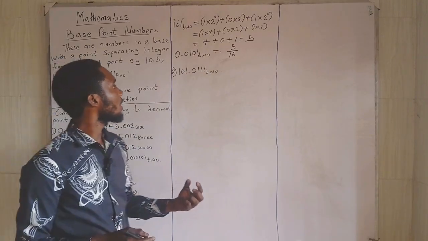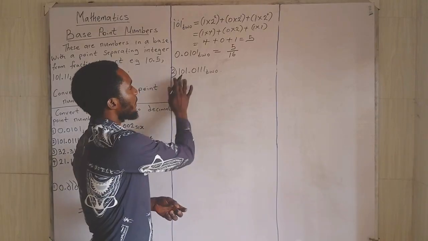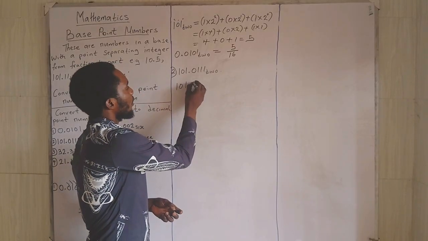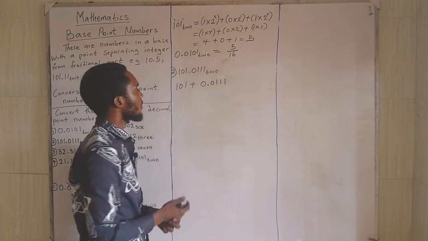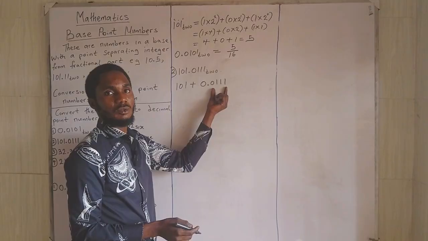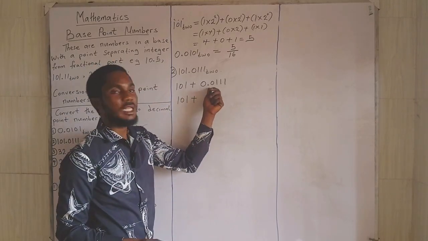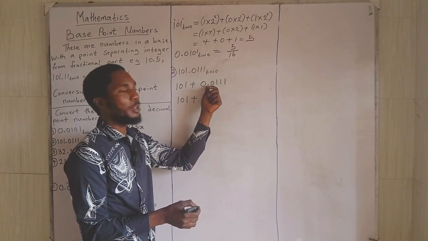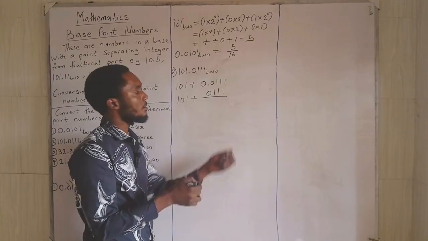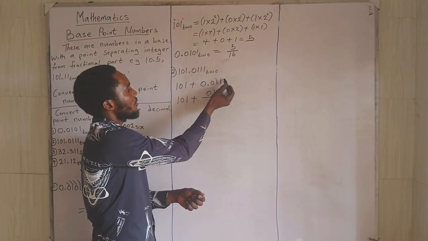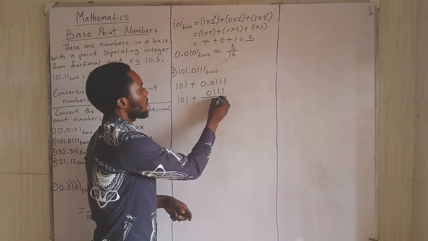Example 2. We have 101.0111. What are we going to do first? Separate them. 101 plus 0.0111, in base 2. This is in base 2 and this is also in base 2. The number after the point is 0111 over how many digits? 1, 2, 3, 4. The base we have here is base 2. That is 2 raised to the power of 4.